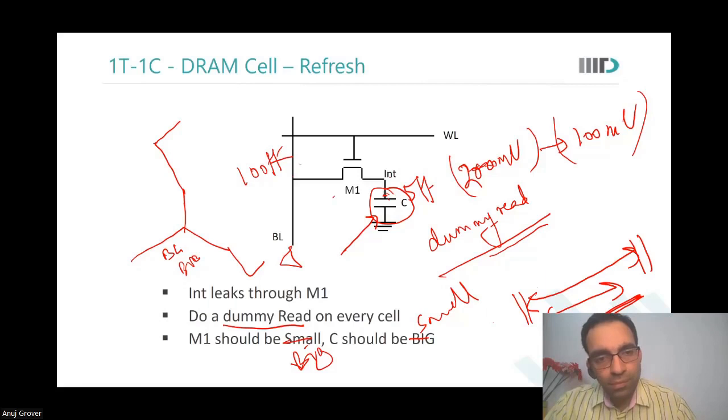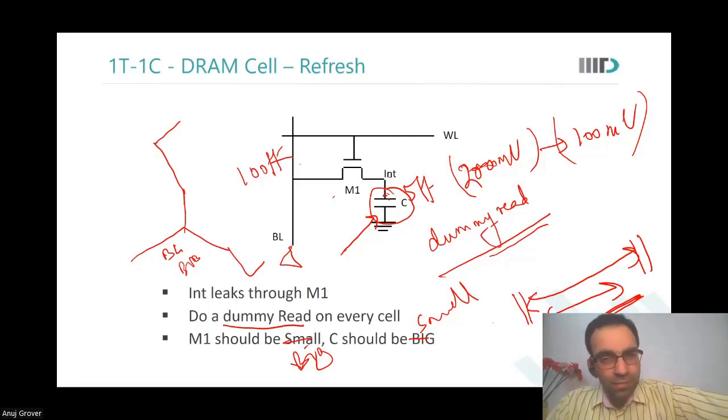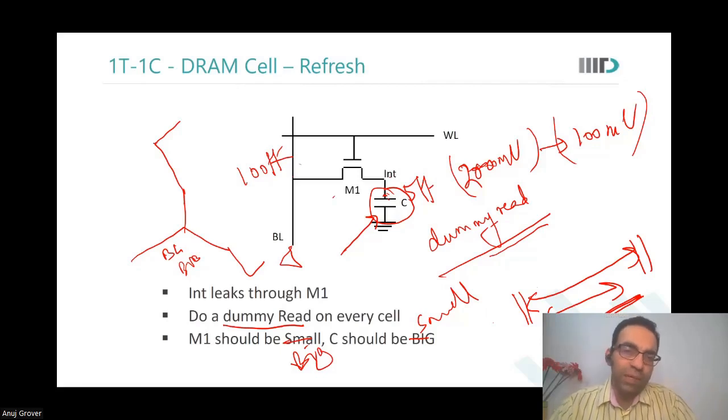The internal node will discharge according to the bit line voltage. The internal node would share charge with the bit line. It may get charged up or it may remain low. So either the internal node will decrease by some voltage delta V, or it will increase by some voltage.